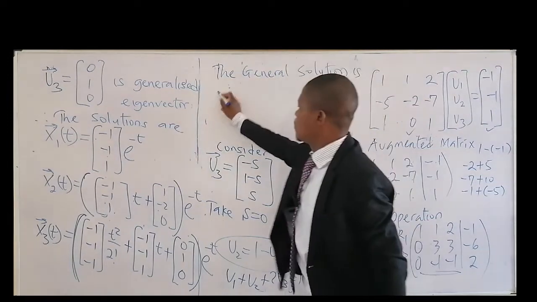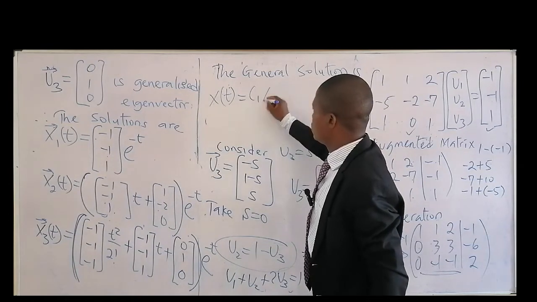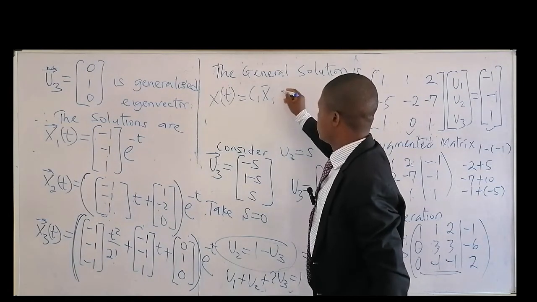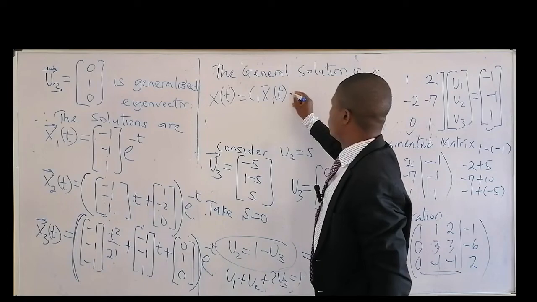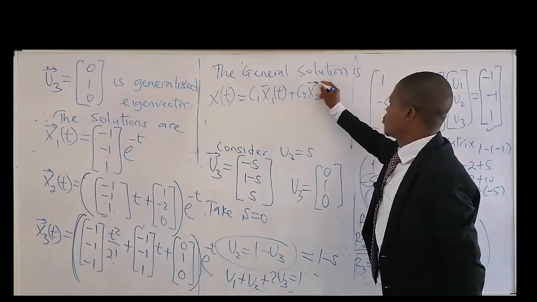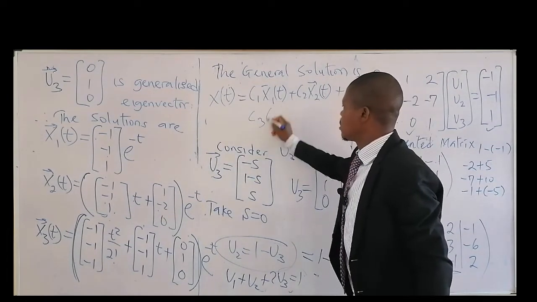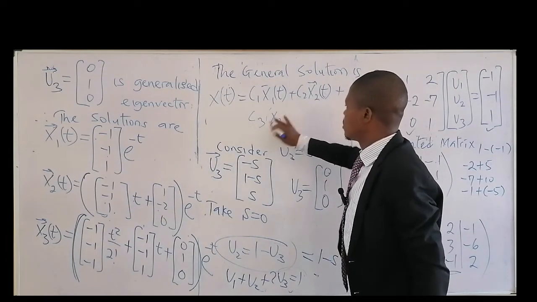The general solution will be c1 times x1 plus c2 times x2 as a function of t, then plus c3 x3 as a function of t.